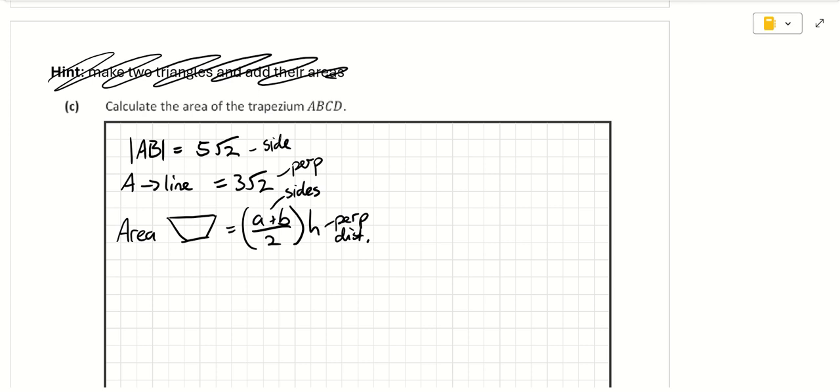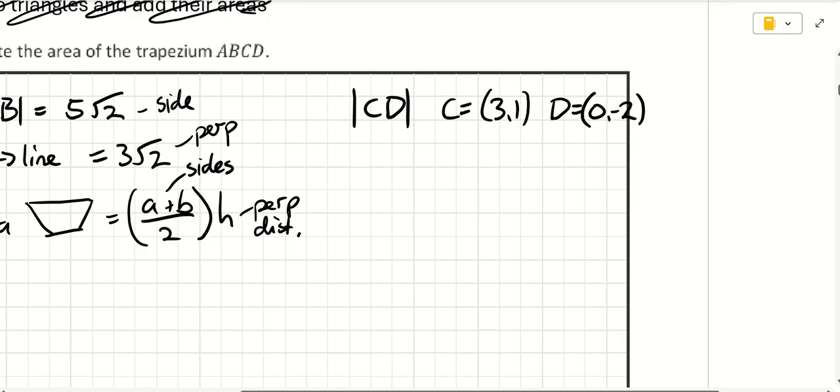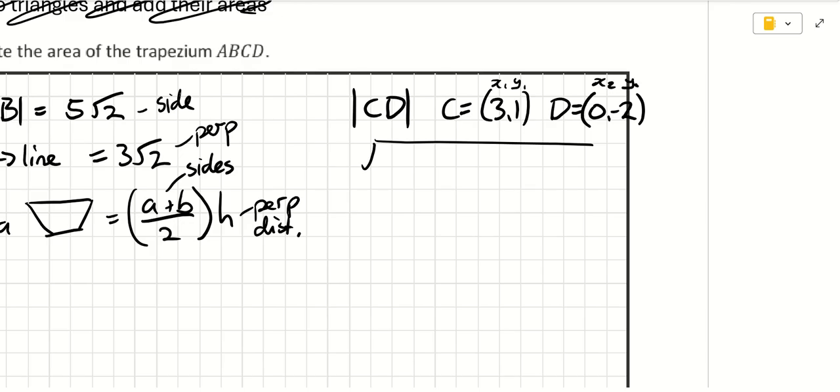So we have AB, we also need CD. Just looking back at the question, C was (3, 1) and D was (0, minus 2). So all we need to do is find the distance CD. Let's just use our distance formula and not rewrite it, but we've got to remember x1, y1, x2, y2.